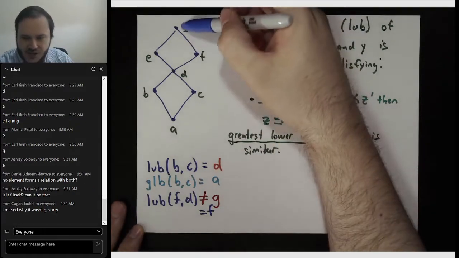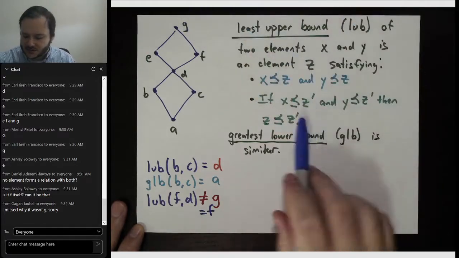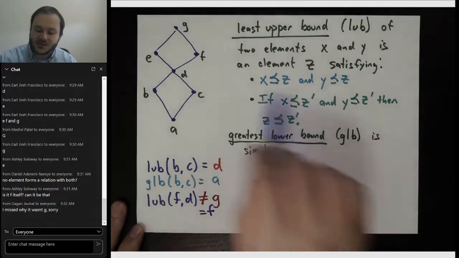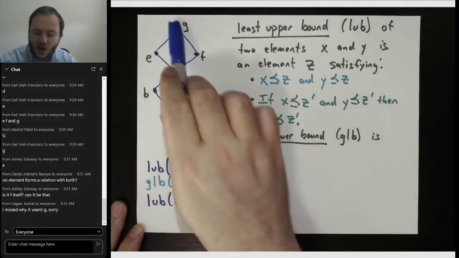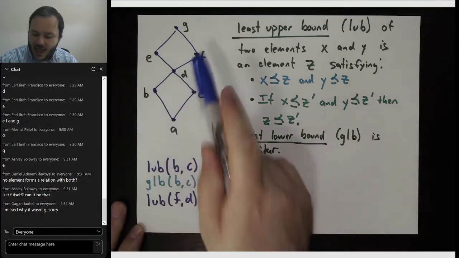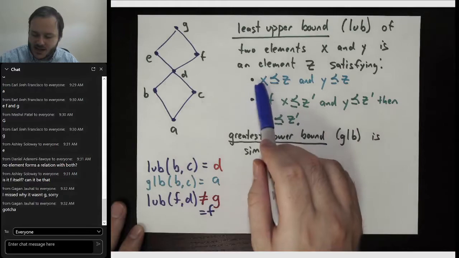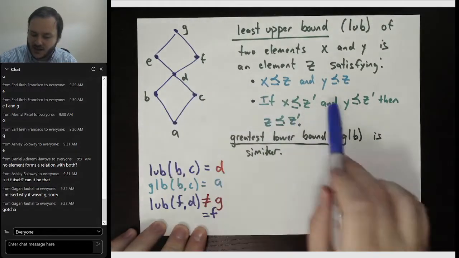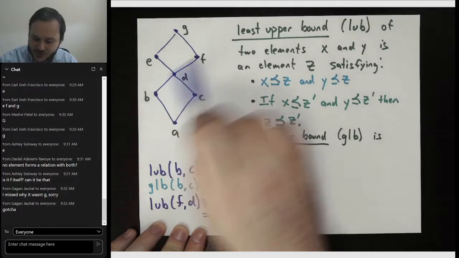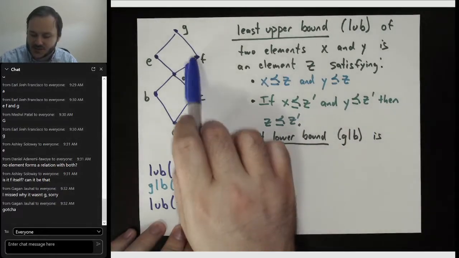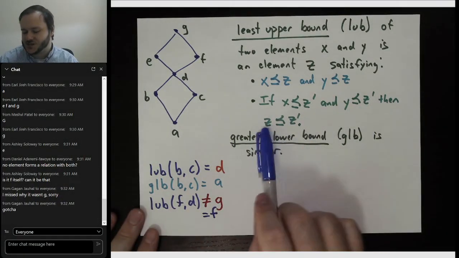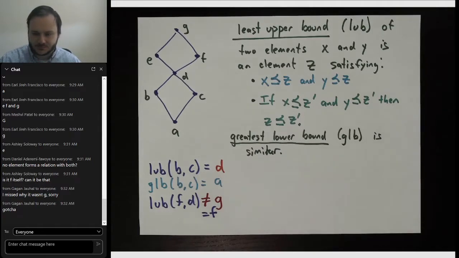And the reason it's not G is because of this second property. It has to be the smallest upper bound. And F is smaller than G. F satisfies both of these properties. D is less than or equal to F, check. F is less than or equal to F, check. And G fails on this property because G is not less than or equal to F. So that is the tricky part about least upper bounds.